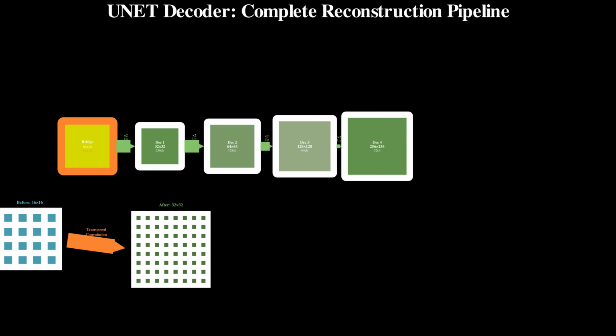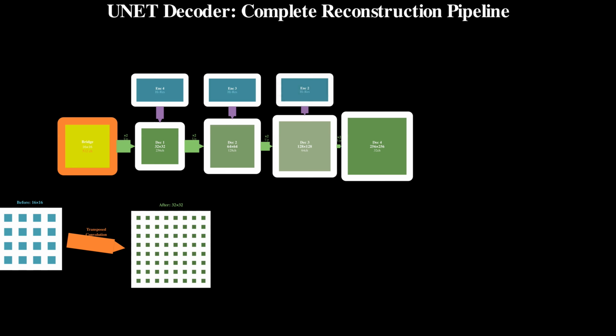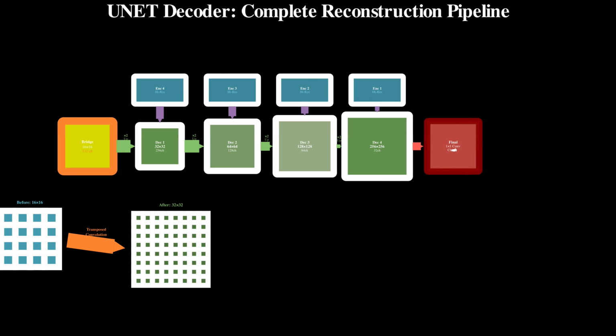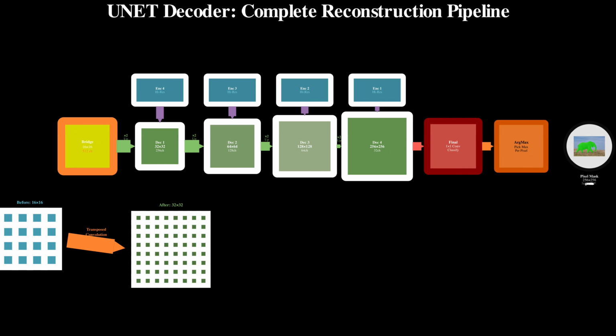Skip connections preserve the fine details from the encoder, adding the high resolution information back to the decoder level. The final classification assigns class probabilities to each pixel. Then argmax, which is a function, selects the winning class. As a result, we get pixel-perfect segmentation where every pixel knows exactly what it represents, whether it be the elephant or the background.